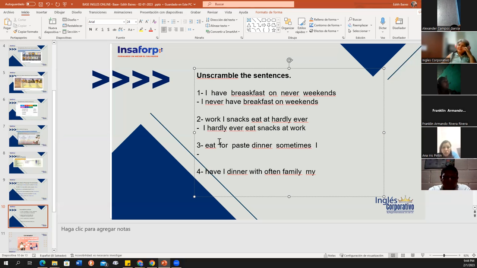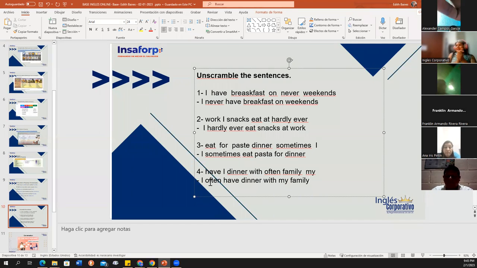I hardly ever eat at work. Good. Number three. I sometimes eat pasta for dinner. Okay, good. And the number four. I often have dinner with my family. That is good. Okay, who wants to pronounce the correct sentences?